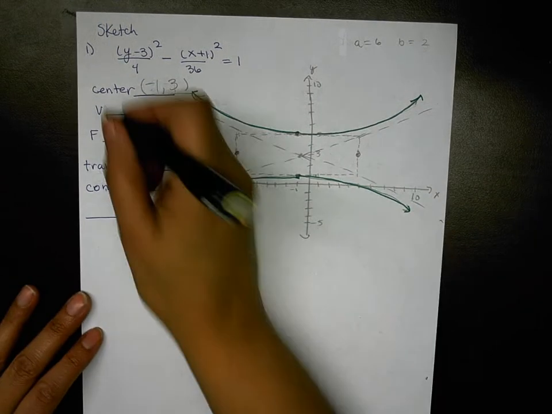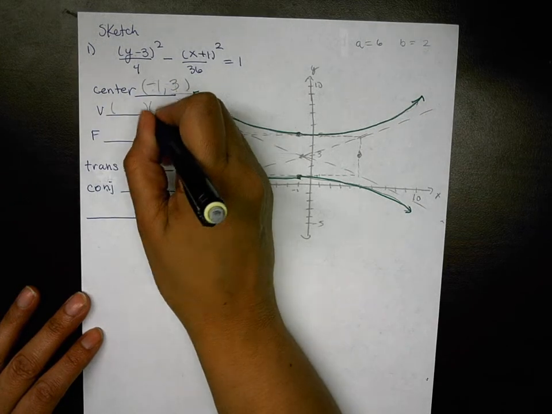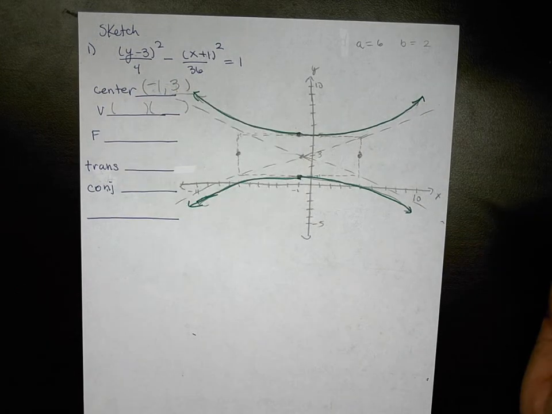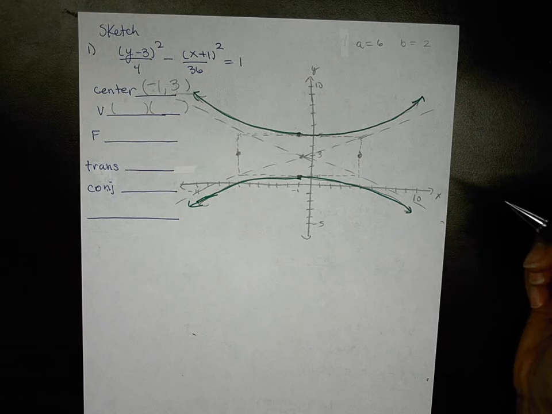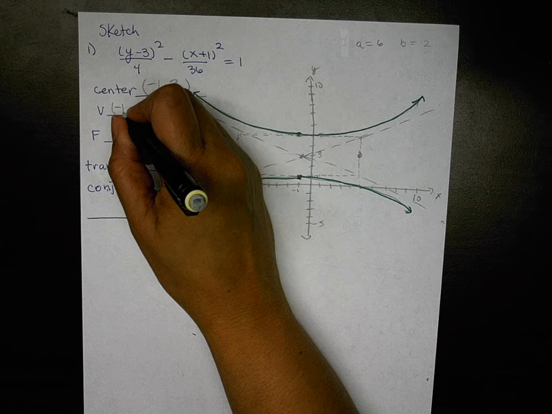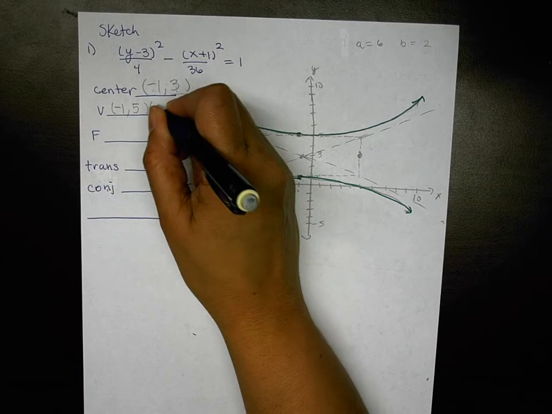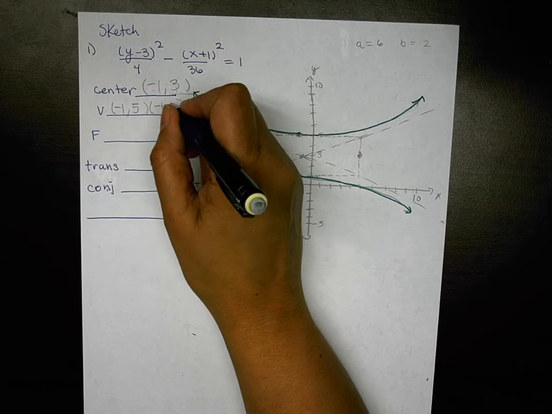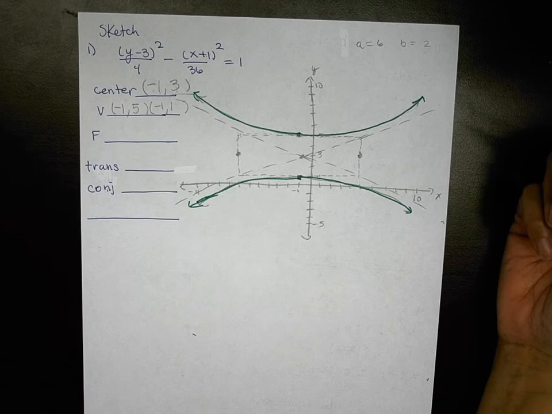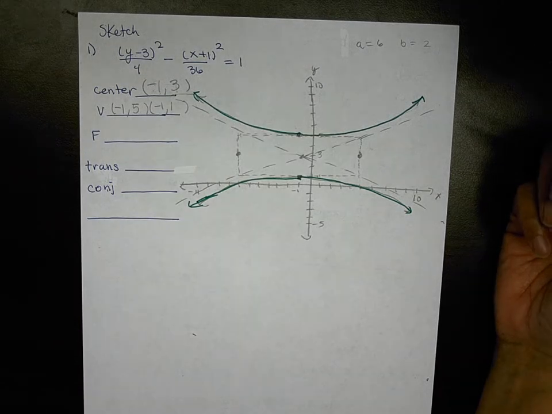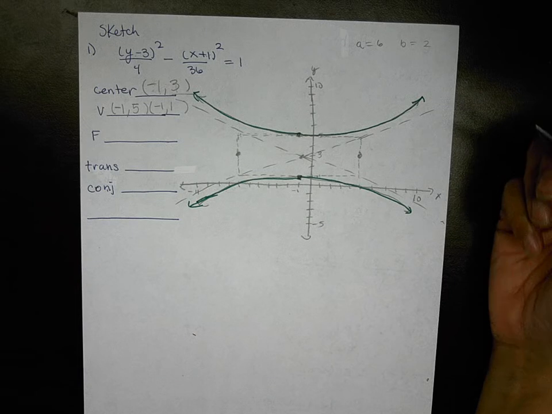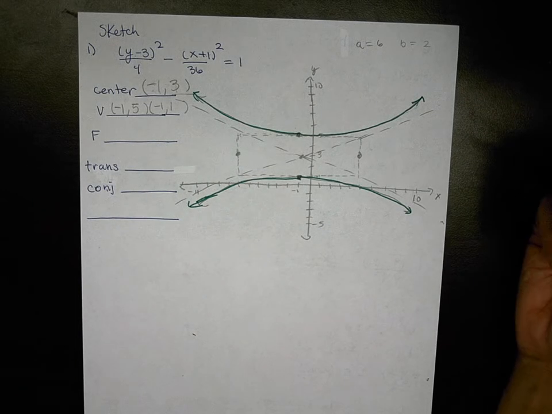They'll be even easier when you have graph paper on the quiz and the test, or if you have graph paper on your own when you're doing these. What are they? (-1, 5) and (-1, 1). Did anybody use the formulas and get the same answer? Yep. Okay. Foci, we're going to use our formula.